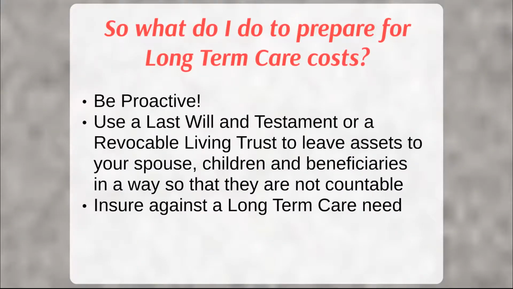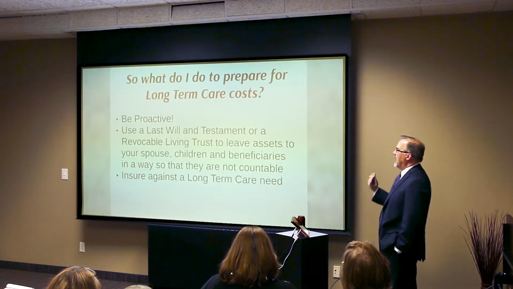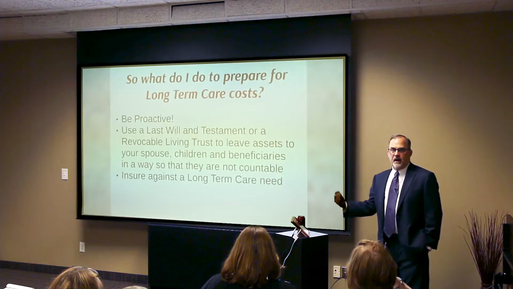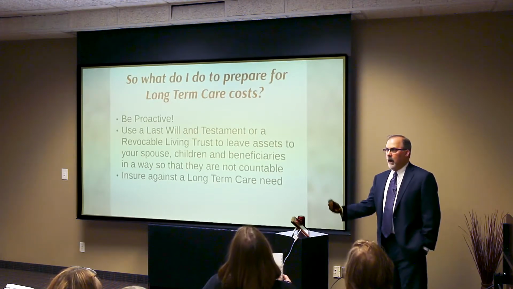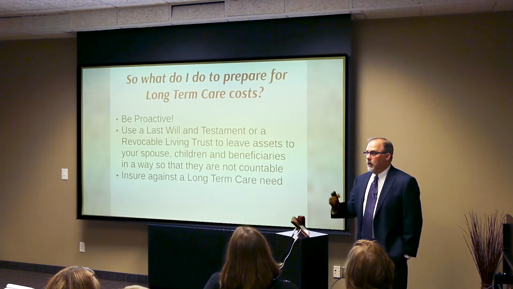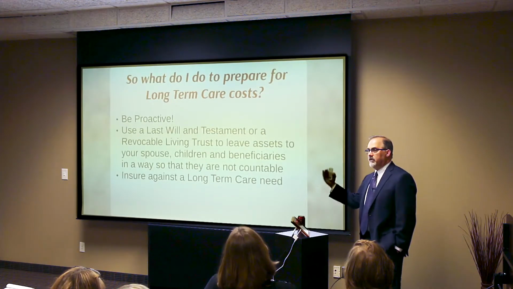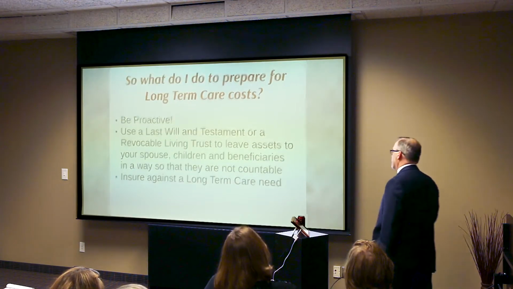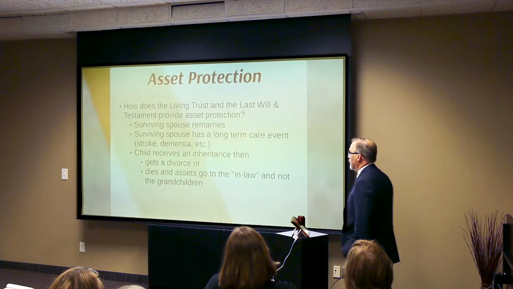So we prepare for long-term costs by being proactive, and either through a will or a revocable living trust, we leave the assets to our family in a way that is not countable. Okay? So that it's a divide and conquer. Some of the assets are going to be sacrificed, some of the assets are going to be saved. And if possible, you insure for the long-term care need.